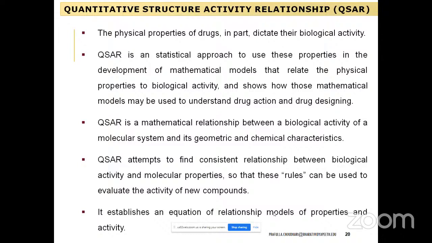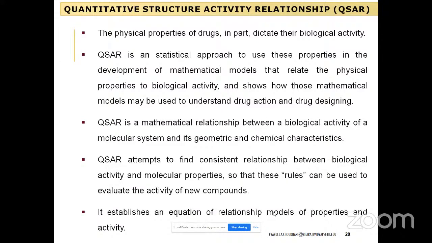Now, normally QSR tries to find a consistent relationship between the biological system and the molecular properties. Means what? In QSR, a consistent relationship is commonly observed between the biological activity and the molecular property. Normally, when you see this, why this consistent relationship? Because these rules can be used to evaluate the activity of the new compound.